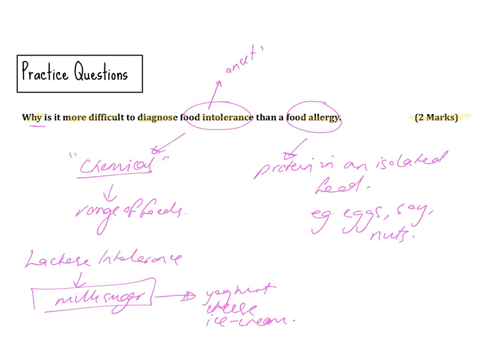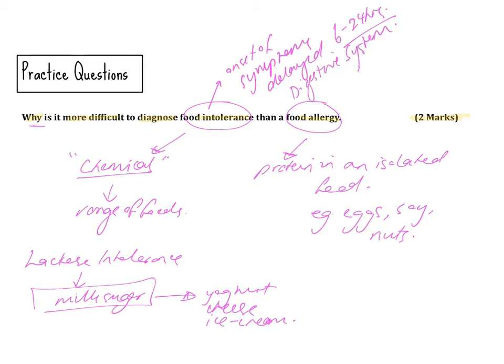The other reason why it is more difficult to diagnose an intolerance is that the onset of symptoms is actually delayed, and it might take several hours before the body would indicate any signs and symptoms. It can take up to 6 hours at a minimum for these symptoms to develop, so anywhere between 6 and 24 hours, because it does involve the digestive system. And it's not until that chemical reaches the digestive system that the symptoms would begin to develop.